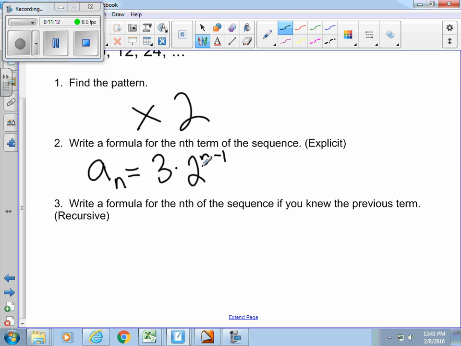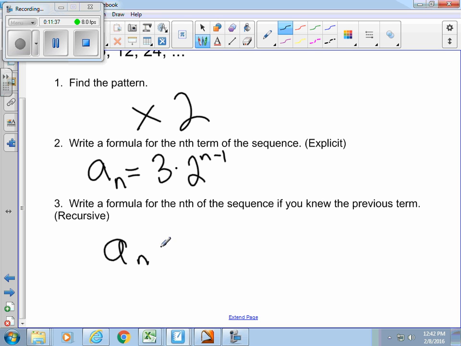The n minus 1. Why is this the formula? Because you're multiplying by 2, but you don't want to multiply by 2 the first time. But you do want to multiply by 2 the second time. And then the third time you want to multiply by 2 twice. And multiply by 2 however many times your number in the sequence is.